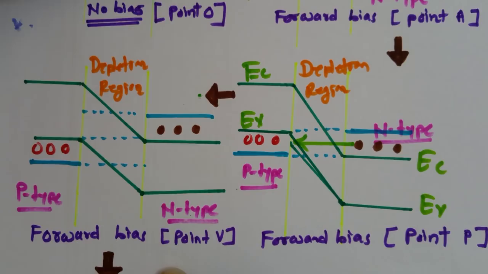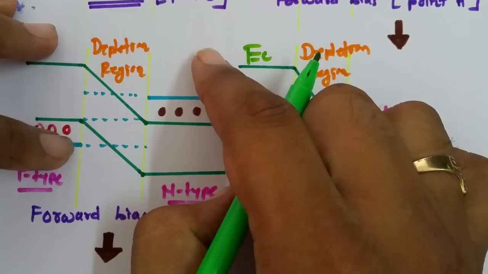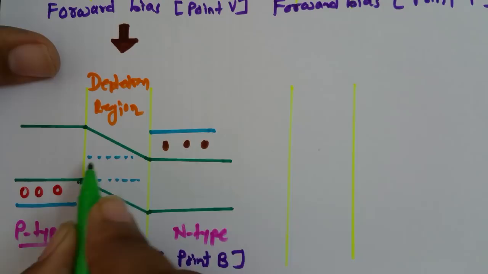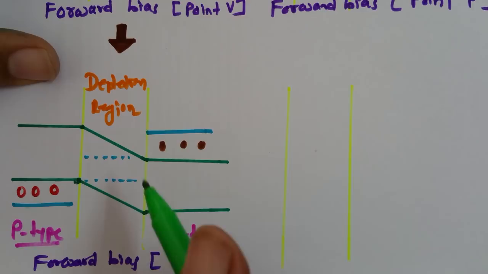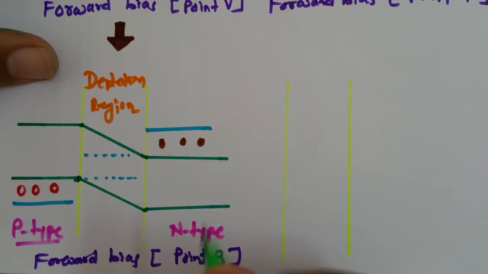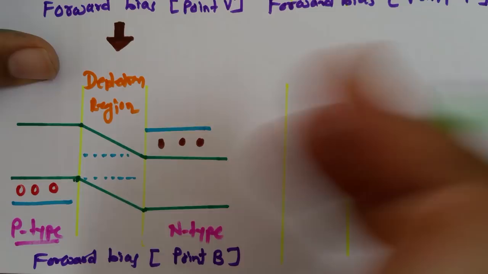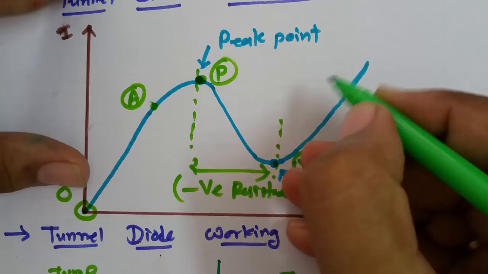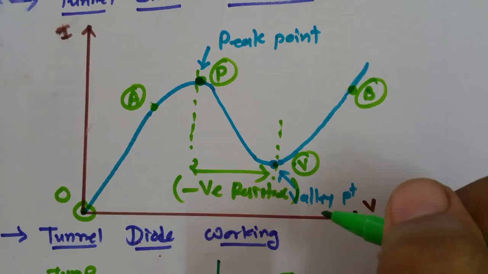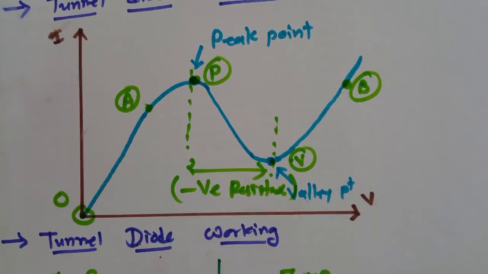If we further increase the forward bias voltage, this gap again will get shifted like this. Now we can observe this gap is getting reduced by more, and this diode will work as a normal forward bias diode. As voltage increases further beyond V, current will increase. In the characteristic, we can see over here at point B, from the valley point, if voltage increases, current increases. So between P and V, if voltage increases, current decreases, and for the other region, if voltage increases, current increases. This is how the band diagram is, and this is how the tunnel diode offers negative resistance characteristics.